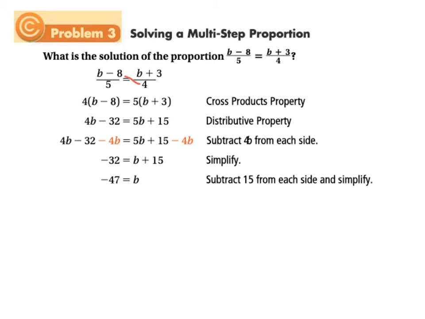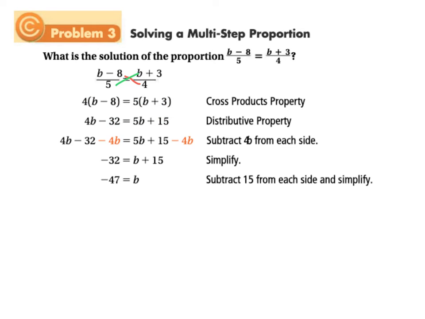Same thing here, the other diagonal, we're going to multiply 5 times the sum of b plus 3, okay? So that's what you see here, 5 times the sum of b plus 3. That's all got to be in parentheses. And then you just do the distributive property, 4b minus 32 equals 5b plus 15.